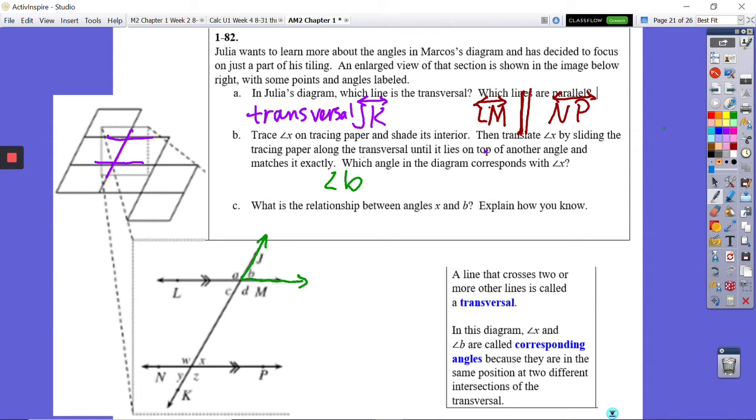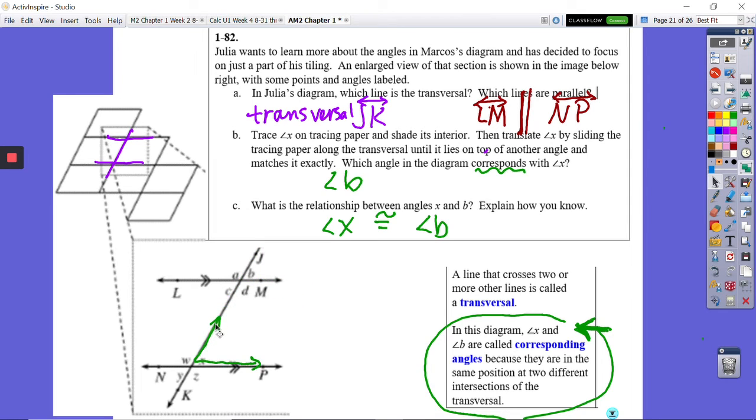So that's B, and we use this word correspond. What is the relationship between angles B and X? Angle X and angle B have equal measures, and they are congruent. We know that because I can transform one onto the other. Angle X and B are called corresponding angles. You should be writing this down if you're not using a note guide. Corresponding angles, because they are in the same position. Because I didn't have to rotate or reflect, all I did was shift.